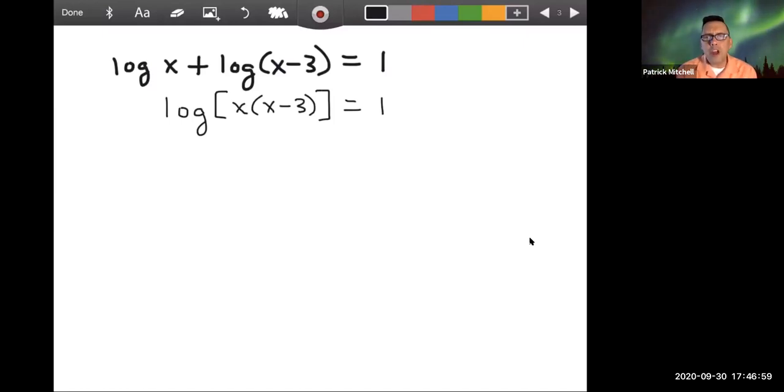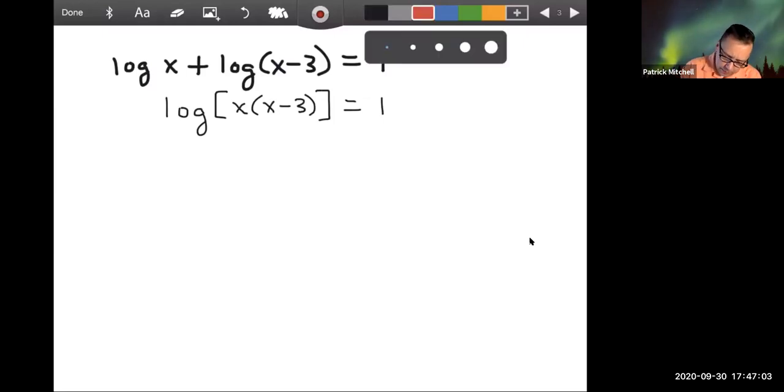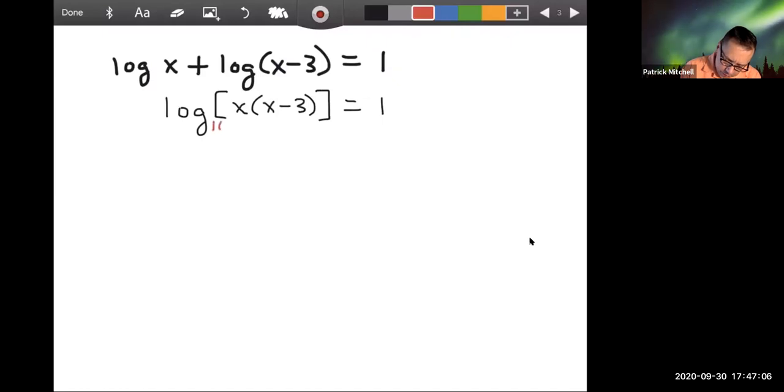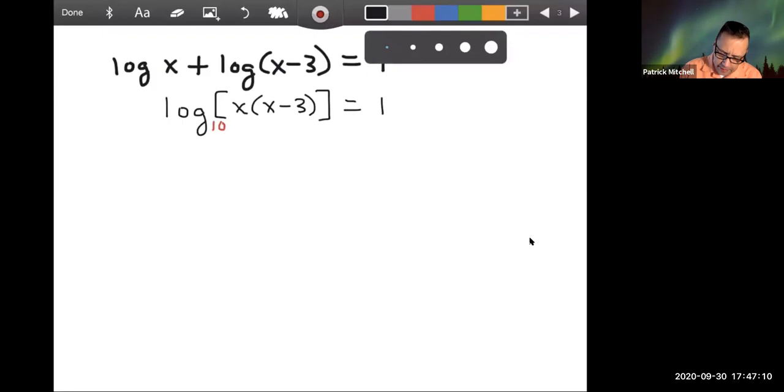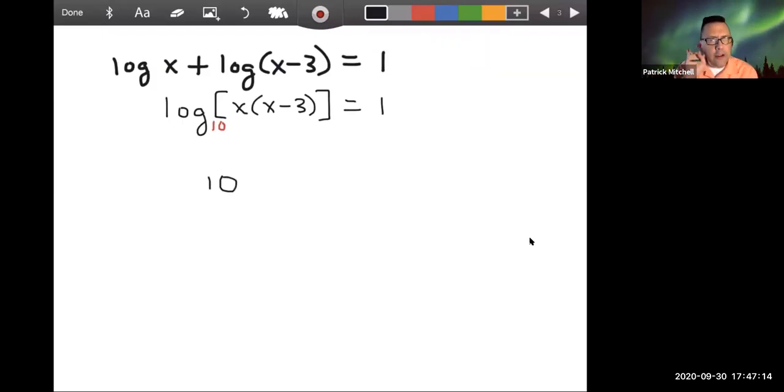Remember that log with no base means base 10. It might help you to scribble a 10 in there when you go to write this in exponential form. So the base is 10. And what is a logarithm? A logarithm is an exponent, and this logarithm equals 1. So the exponent is 1. That is equal to x times x minus 3.